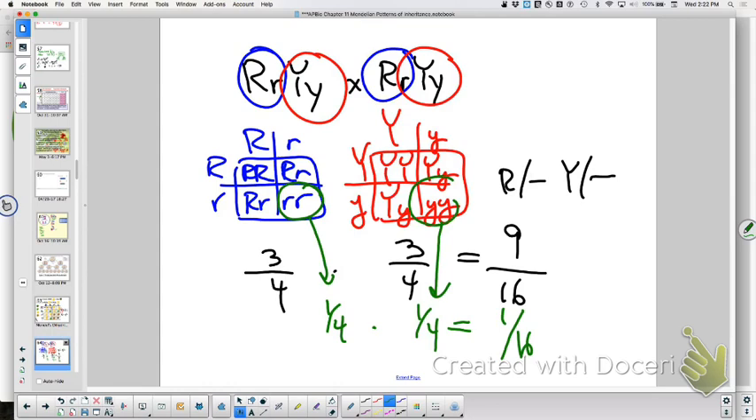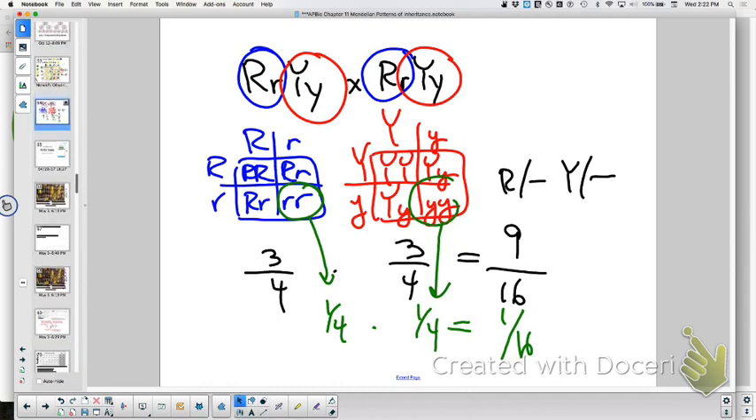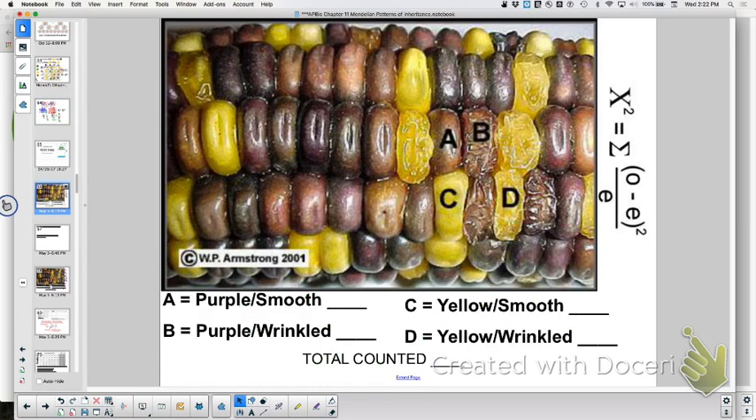All right, now, leveling up. I have some corn for you. How many different phenotypes do you see in this corn? 4. You know that because I labeled them A, B, C, D. What do you think is the most dominant? Purple and smooth. Then that would be big P anything, big S anything, right? This purple would be big P anything and little s, right? How many would I expect of those?